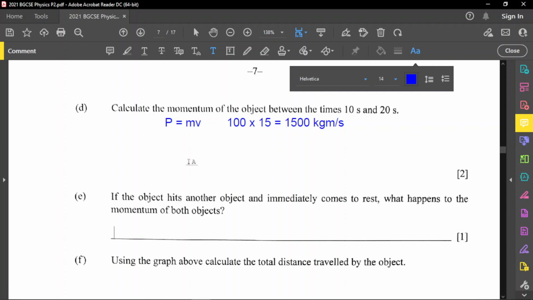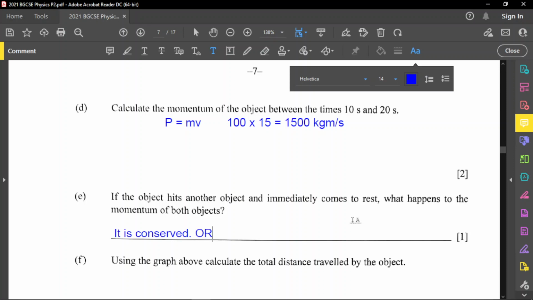Just to mention that, because this is not the two objects coming to rest. Only one object comes to rest. All right, so let's put that it is conserved. That's what happened to the momentum. Or what you can say, it is transferred from the object at rest to the other object. All right, so the momentum is transferred to the other object.